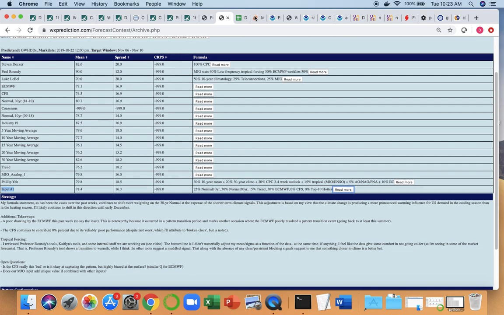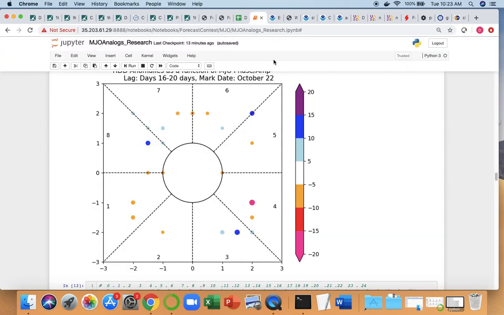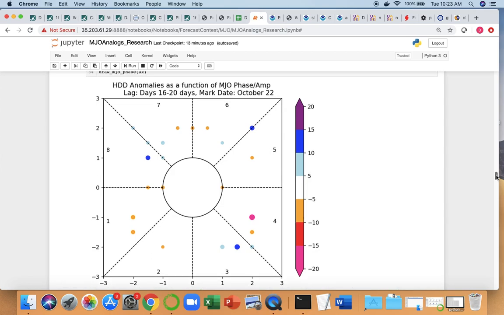I did want to just talk about one other MJO or tropical forcing type product that a few of us were working on. This is something that I've been collaborating with Professor Decker at Rutgers and Zach Magis, a student at Rutgers, with. It's a work in progress, but it did factor into my forecast contest, so I want to share it. So this is another way of looking at potentially the impacts of MJO in the 16-20 day period.